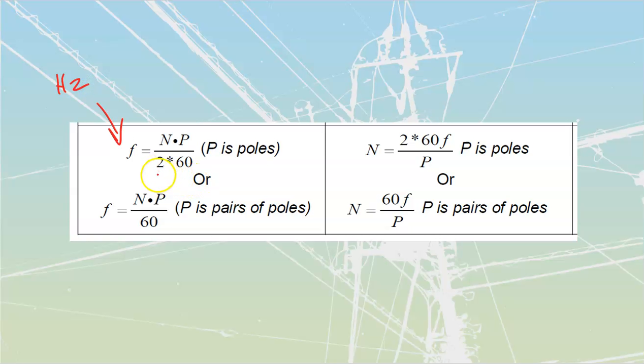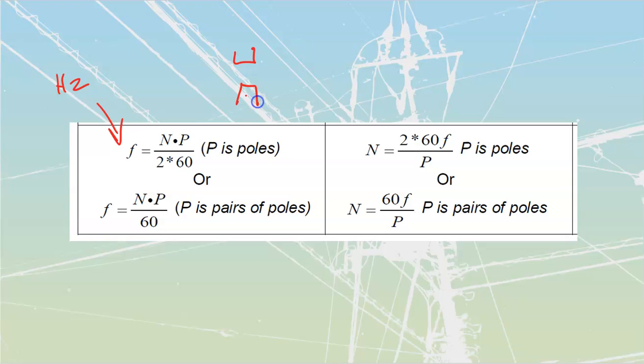So I can figure out hertz if I know either the number of poles or if I know the number of pole pairs. Note that if I have the number of poles, that would be a north and a south on a machine.